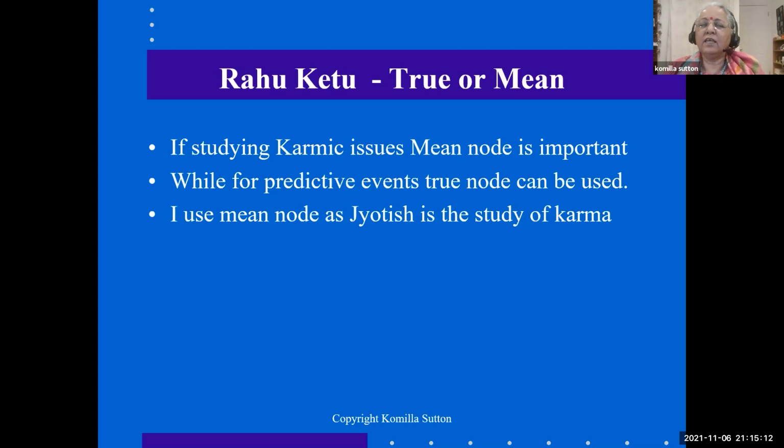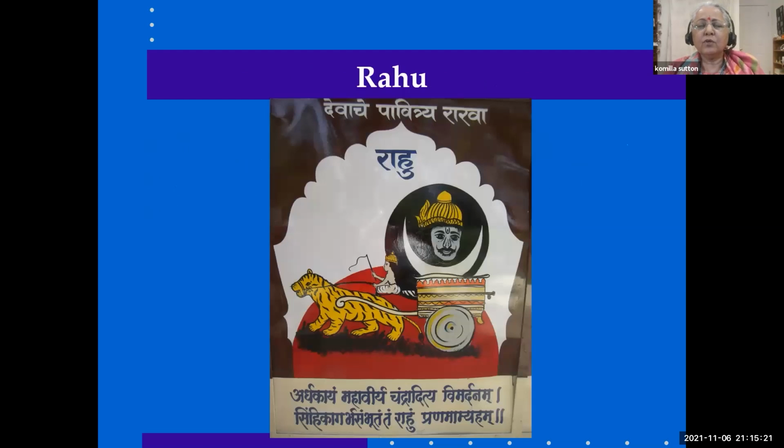So this is the key difference when you're looking at the nodes. In all this class, I will be using the mean node. So let us just look at Rahu. And here, I have to say, since things came online, one of the great pleasures is to find all these interesting pictures. This picture I took near Mumbai, in a Lord Ganesha temple, and somebody had all the deities there.